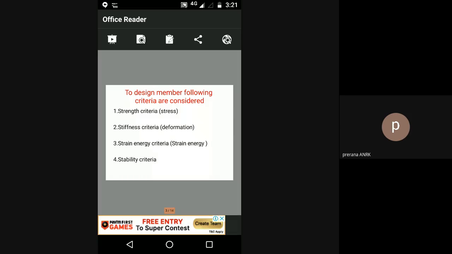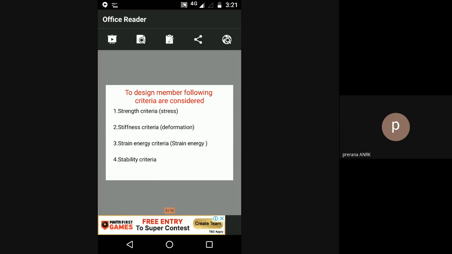Otherwise, it is failure. That is the first criteria, which is called the strength criteria. Okay, the next one, but we may get one doubt. Sir, why should you use sigma is equal to P by A? Please remember, we can use the stress formula. Which formula we can use depends upon the member.